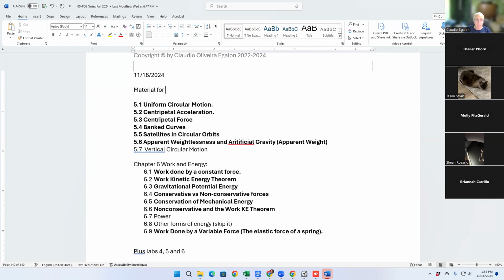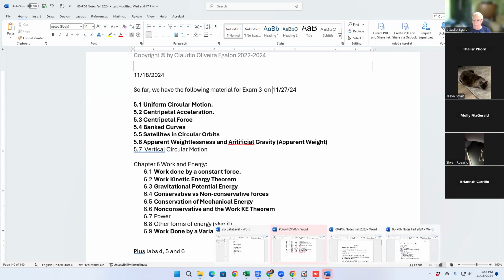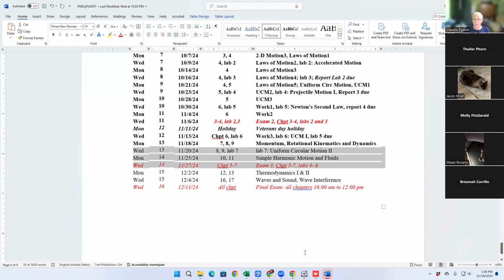Material for exam 3, which again is scheduled 11/27/24, right? So far we have the following material for exam 3 on November 27th. Let's make sure it's the 27th. Yeah, 27.